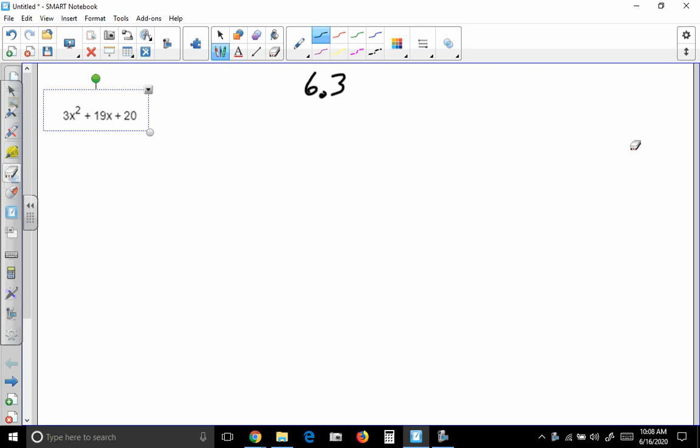So as we look into the next section, let's look at some examples. The thing that makes these different is that the leading coefficient is not a 1, and there's not a common factor that we can pull out here to make that 3 go away.